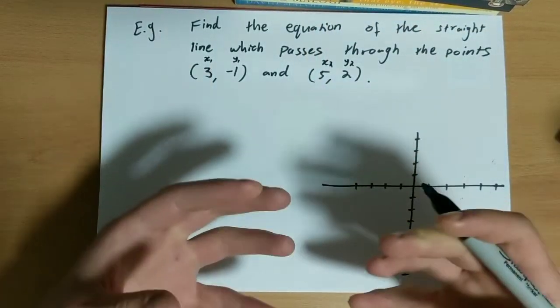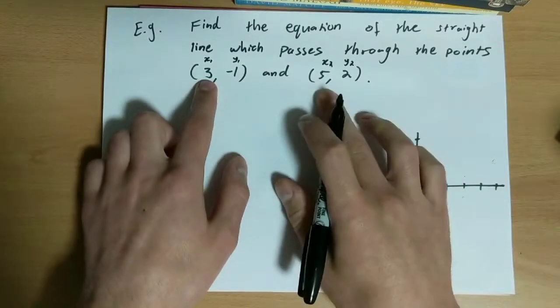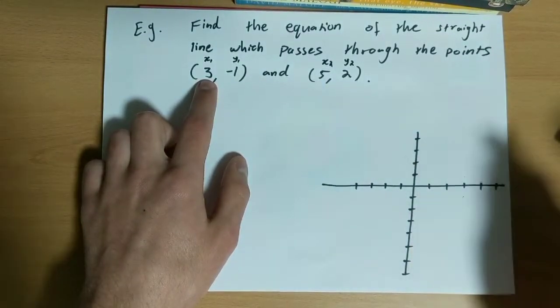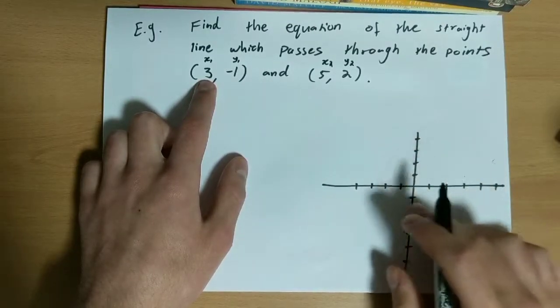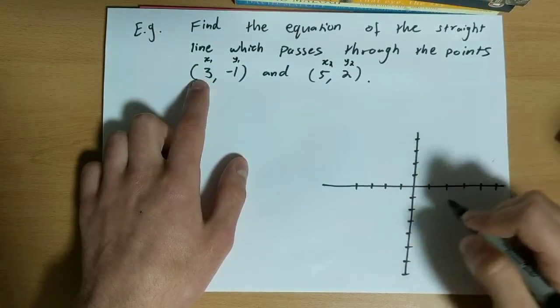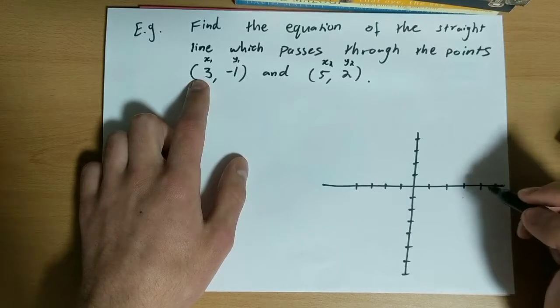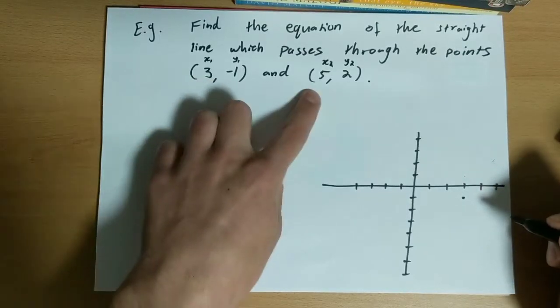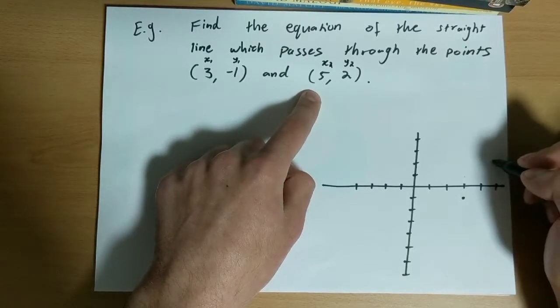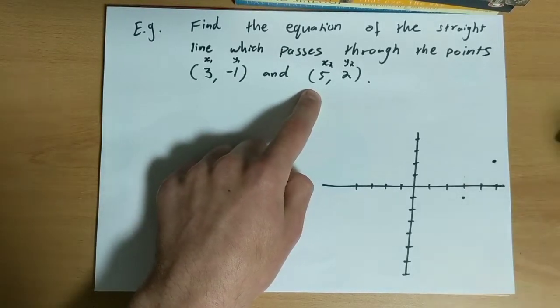Just to show you what's going on here, I'm going to start by plotting these on the graph. So this is just going to be a bit rough on this rough set of axes that I've drawn. This first point is the point (3, -1), and this second point is the point (5, 2). Let's say it's roughly about there.